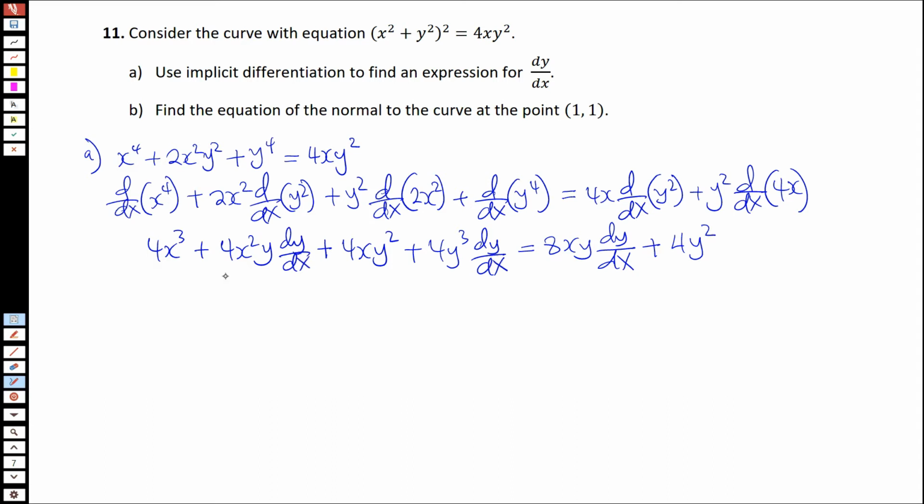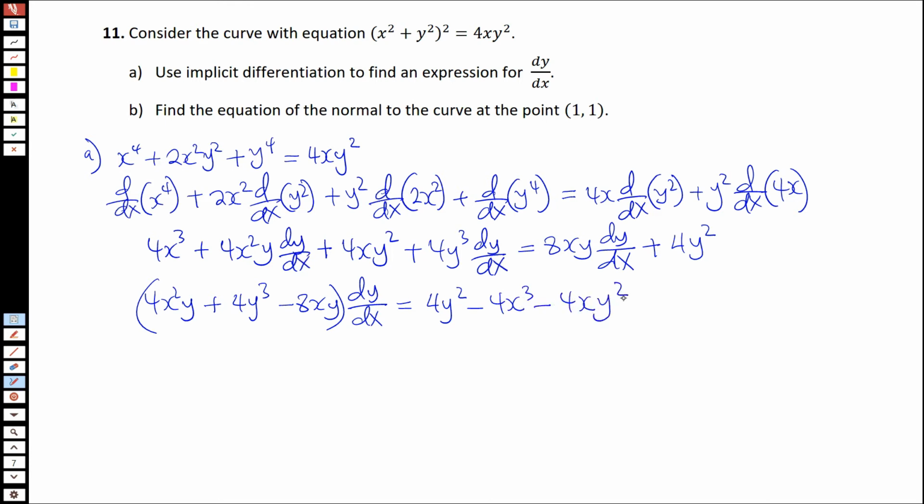Now what I'm going to do next is two steps in one. I'll bring all this to the left and factorize dy over dx and take the rest to the right. So basically what I'll end up with here will be 4x squared y plus 4y cubed minus 8xy, times dy over dx, will be equal to 4y squared minus 4x cubed minus 4xy squared.